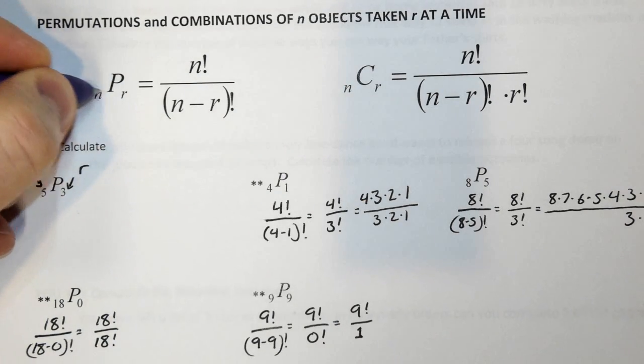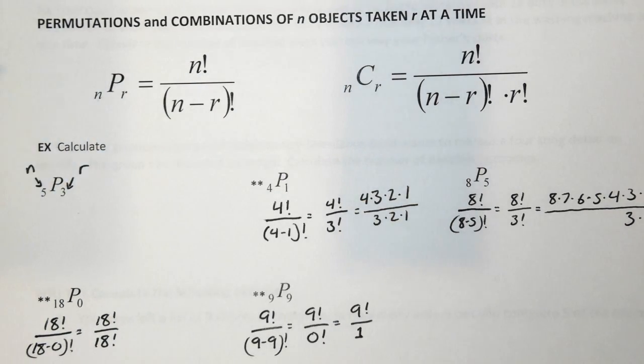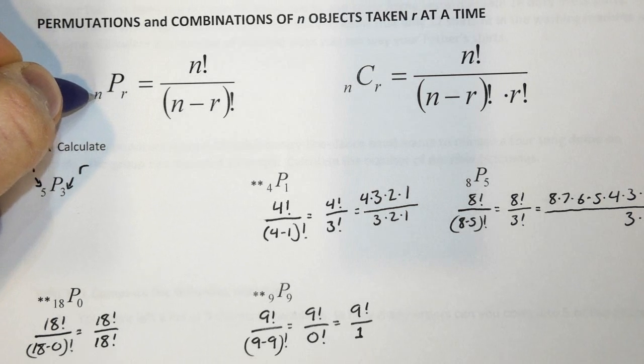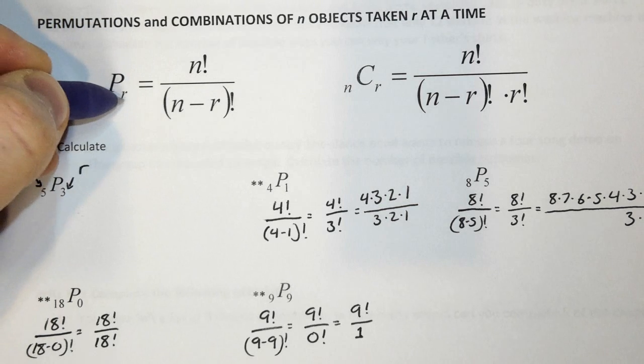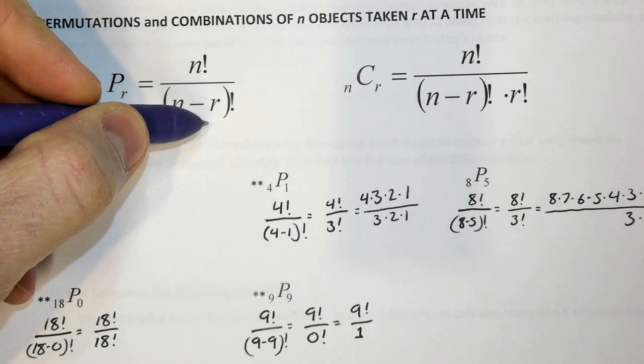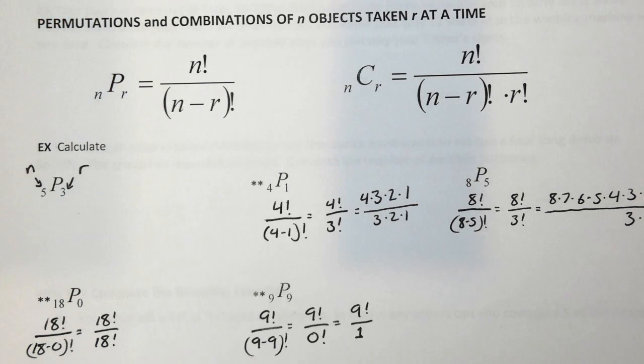Now, when you're looking at these, these are going to be replaced with actual numbers. And so the N number, or the first number, is going to go in the numerator and in the denominator. The second number, the R number, is only going to go in the denominator. Let's see if we can calculate some.